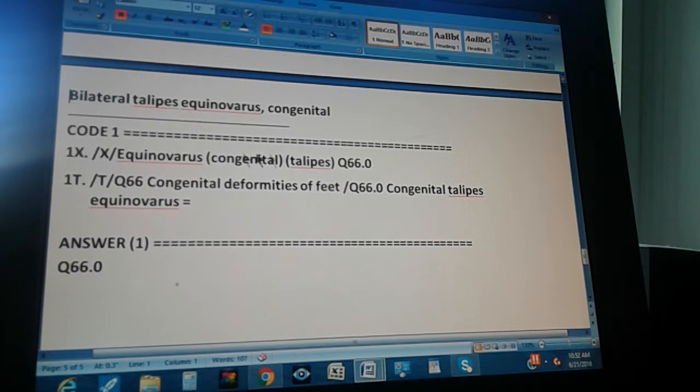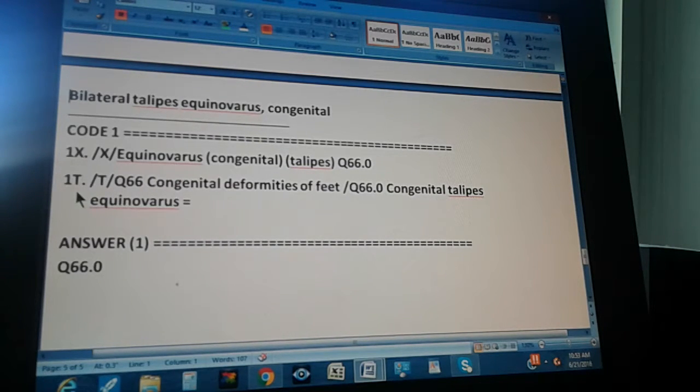Now, there's only one code, and the code through the index is found like this. First, you go to the index. Then you go to equinovarus. You start with equinovarus, and in parentheses you find what? Congenital and talipes. You're in luck because you found two of the words that you need. And after that, there is a code. What's the code? The code is Q66.0. So we almost have a definite answer here, but we have to confirm it in the tabular, right?